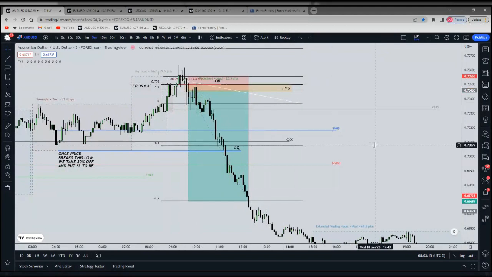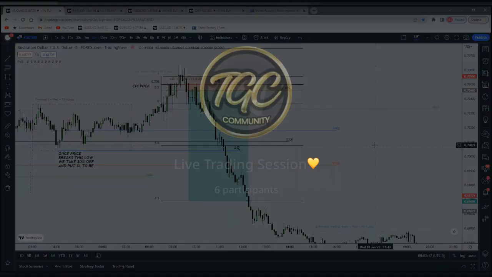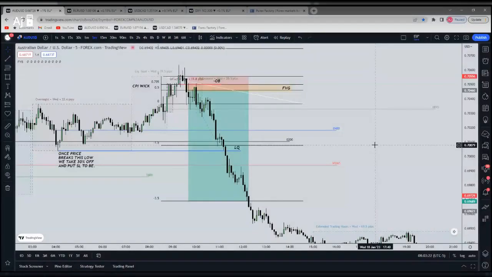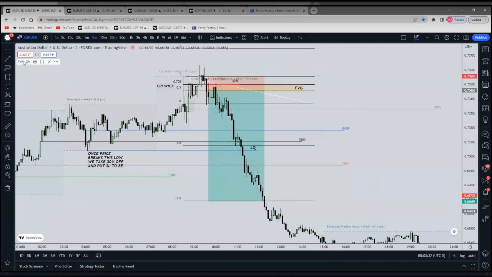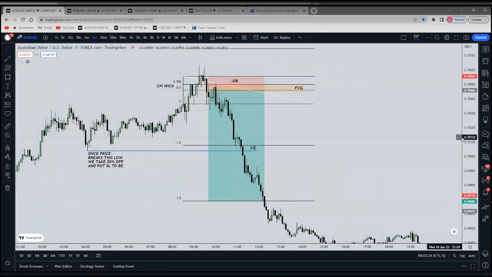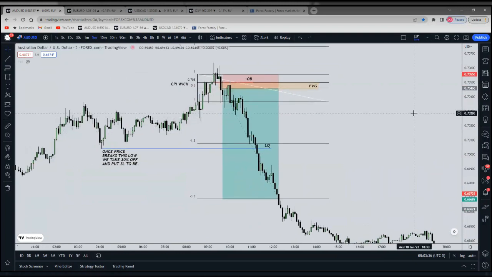It started moving after 10 p.m., and normally I try to take my entries between 8:15 New York time and 9:12 New York time. Price started moving after 10 p.m., so it was a really London close entry type thing. I'm going to take off this indicator. This is doing too much on the charts.